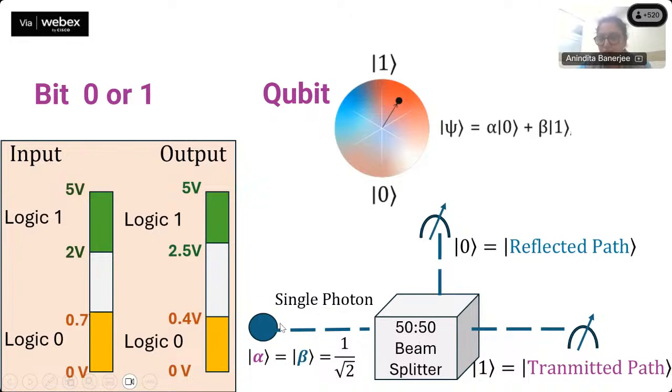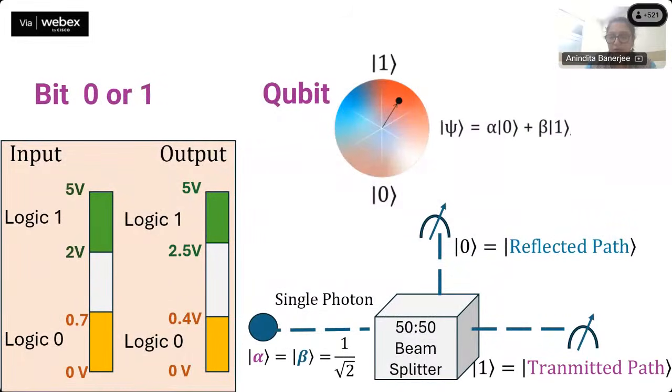If you are sending that one photon through a beam splitter, had there been 100 photons, 50 of them would have taken the reflected path and 50 of them would have taken the transmitted path. But if there is a single photon, then the chance of being in each path is half. I hope I could make it clear, right? So this is my reflected path, this is my transmitted path, each with half the probability. So the chance of finding the photon in the reflected path or in the transmitted path is half.